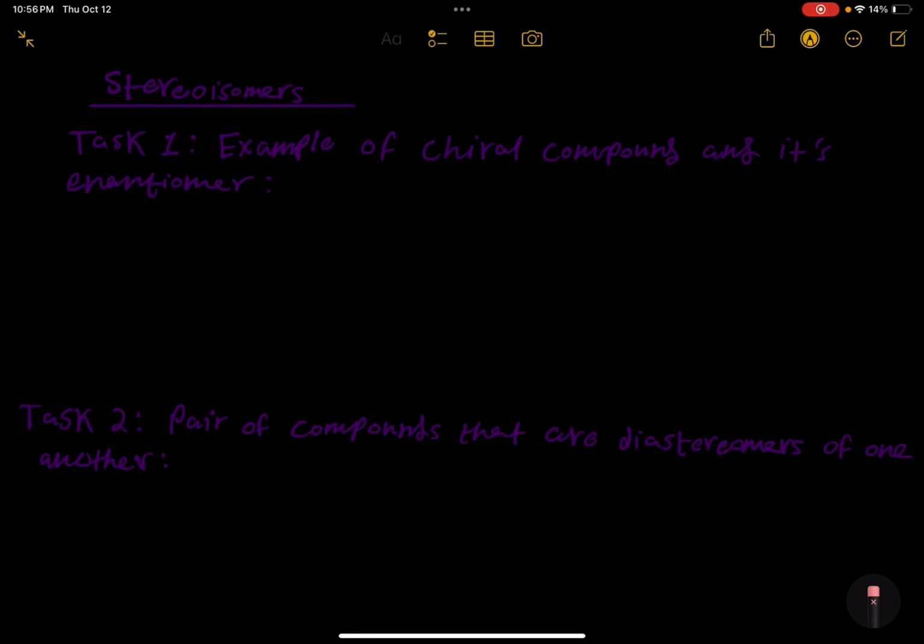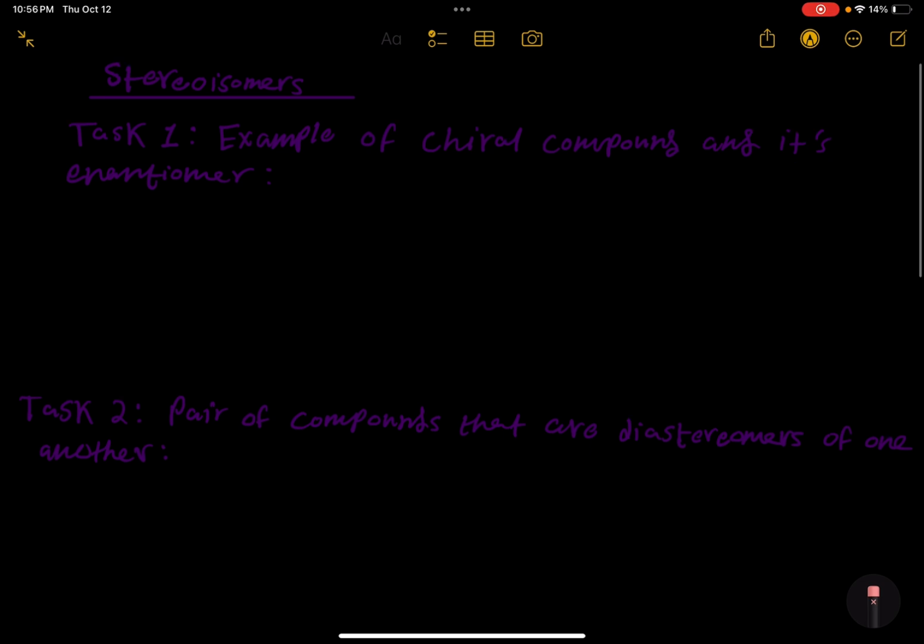Hello, today's video is about stereoisomers and we're gonna be completing 4 tasks. So we're gonna start with the first one and start by drawing an enantiomer. Enantiomers are chiral compounds and are mirror images of one another. They are not superimposable. They are also not the same, but have the same connectivity. And we're gonna show that in this example.